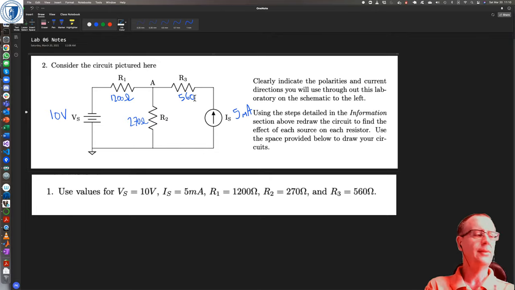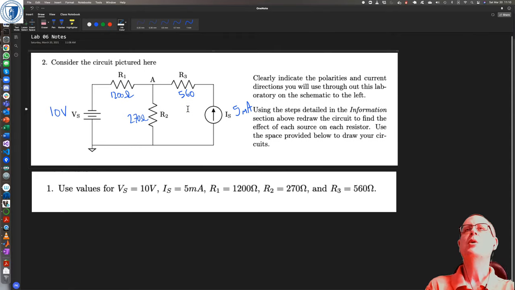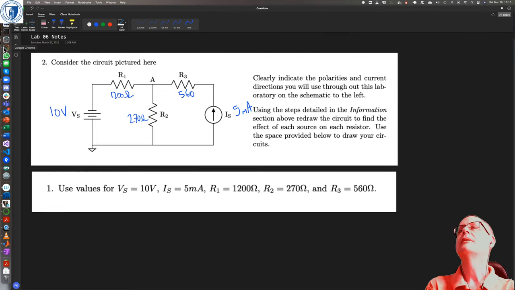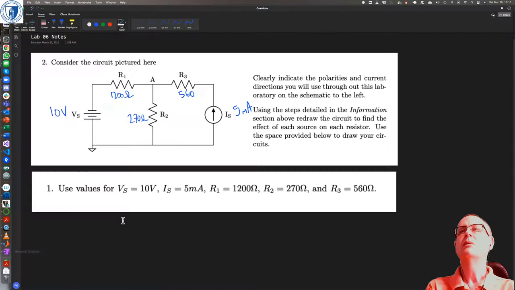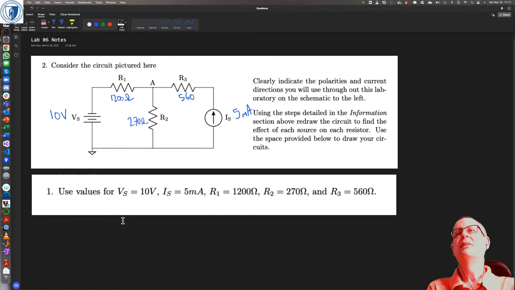Now, let's see what we need to do. We need to measure. Let's go back to the, right. First of all, we need to figure out the voltage supply only and current supply circuits, and we need to have the voltage and current for R1, R2, and R3. So just like with any other circuit, you should define your polarities and your voltages. If you don't, you will get awfully confused in this particular lab.